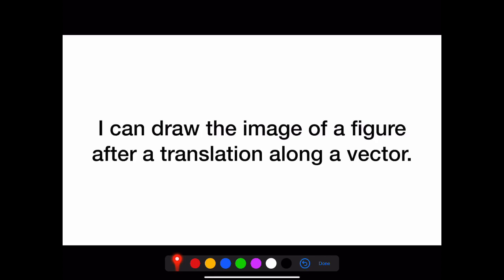So the first learning target that we have is I can draw the image of a figure after a translation along the vector. So with this video, just go ahead and try out each problem on your own, and then you'll be able to see me work through it afterwards. Of course, if you've already gone through them all, then just watch through it once again if you need to. You don't need to continue doing the same problems over and over.